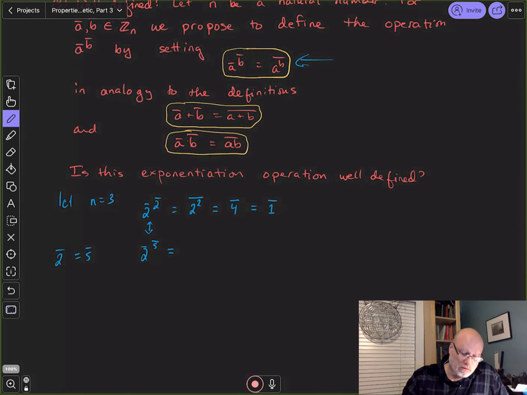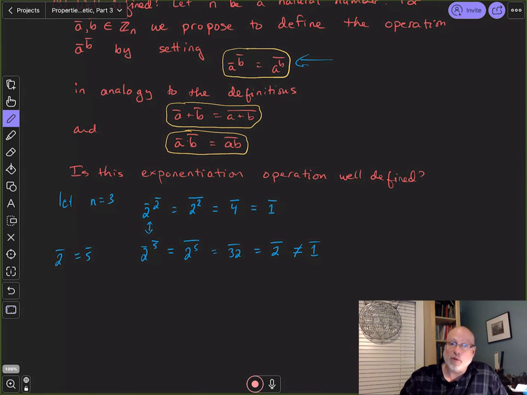If we use our rule, I can rewrite this as 2 to the 5th and take the bar of that. 2 to the 5th, we hopefully all know, is 32, so 32 bar. If I divide that by 3, I can fairly quickly see it goes in 10 times, and I have a remainder of 2. That's a problem, because that is most decidedly not equivalent to 1 bar in Z sub 3.